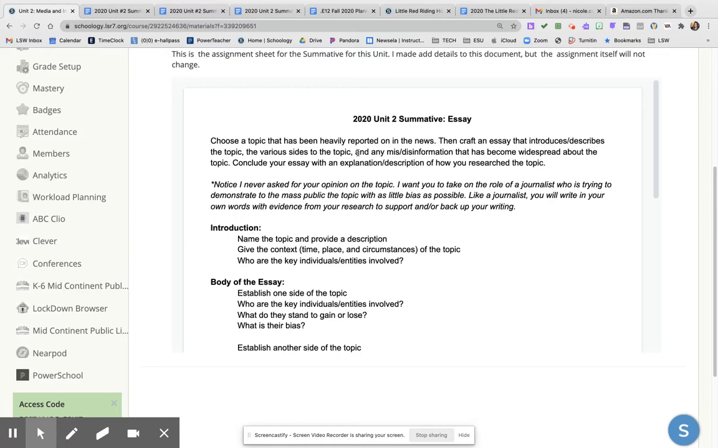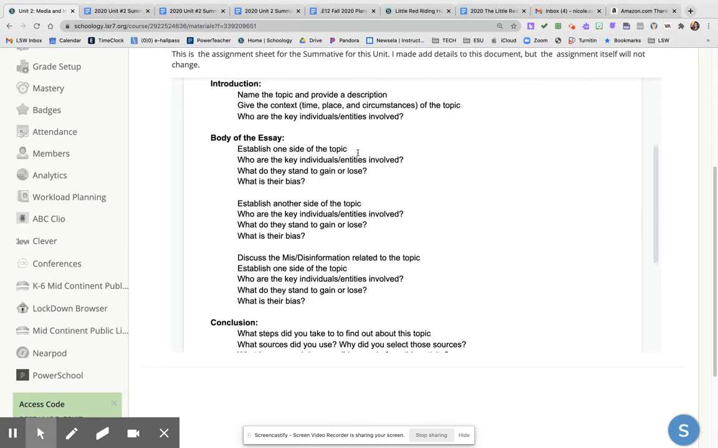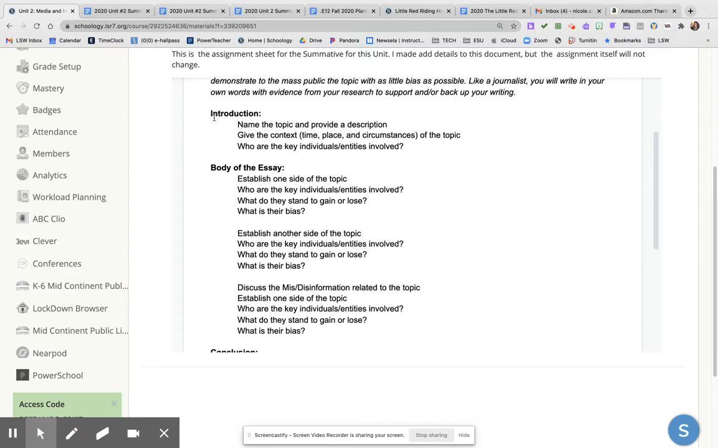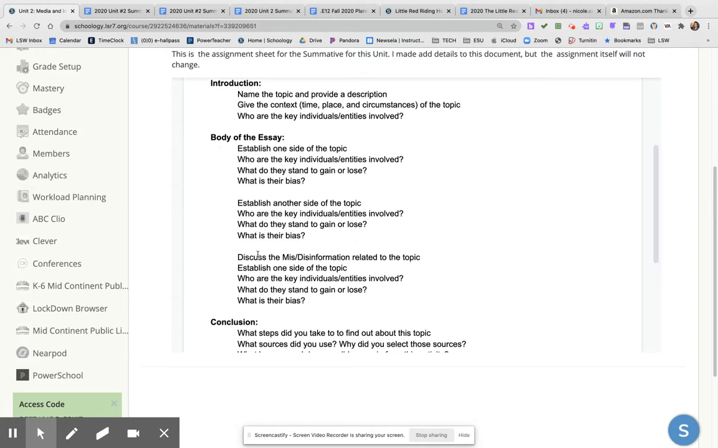We will at some point probably have to talk about that situation, but I want to get through some of this initial stuff first. So there are going to be 3 parts to your paper like usual. You've got an introduction. You're going to name your topic, give the context of the topic, and who the key individuals are. You're going to have a body paragraph.